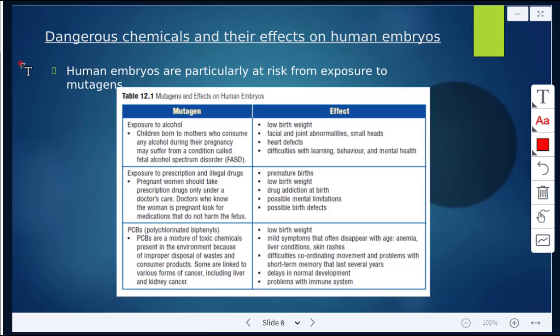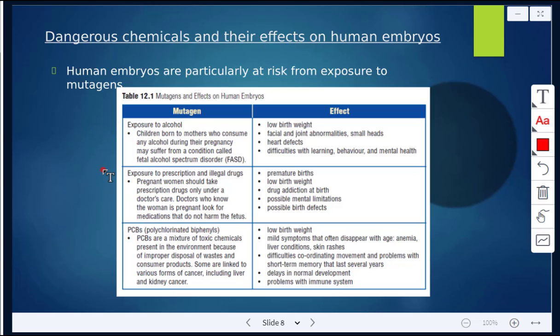Now some dangerous chemicals and their effects on human embryos, while the baby is still in the womb. Those human embryos are particularly at risk from exposure to mutagens. For example, exposure to alcohol. Children born to mothers who consume any alcohol during their pregnancy can suffer from a condition called FASD, which is fetal alcohol spectrum disorder. The effects are low birth weight, facial and joint abnormalities, small heads, heart defects, and difficulties with learning, behavior, and mental health.